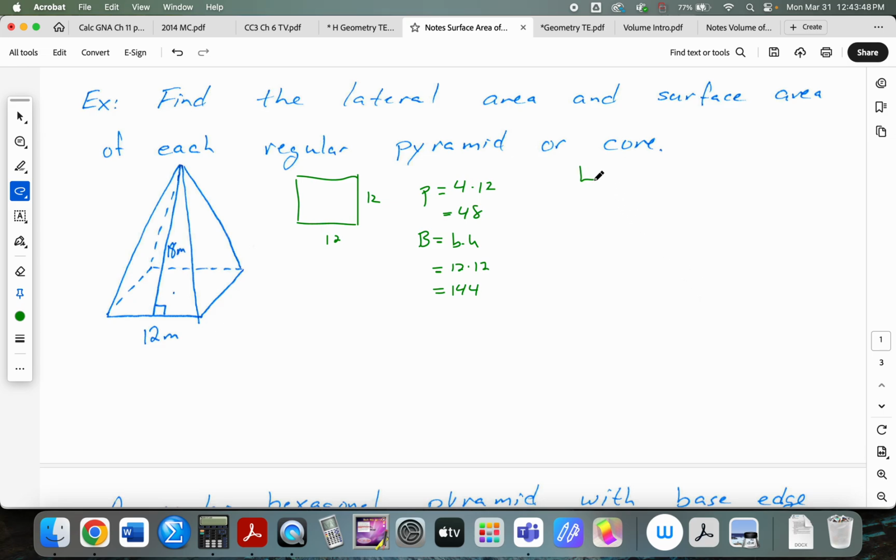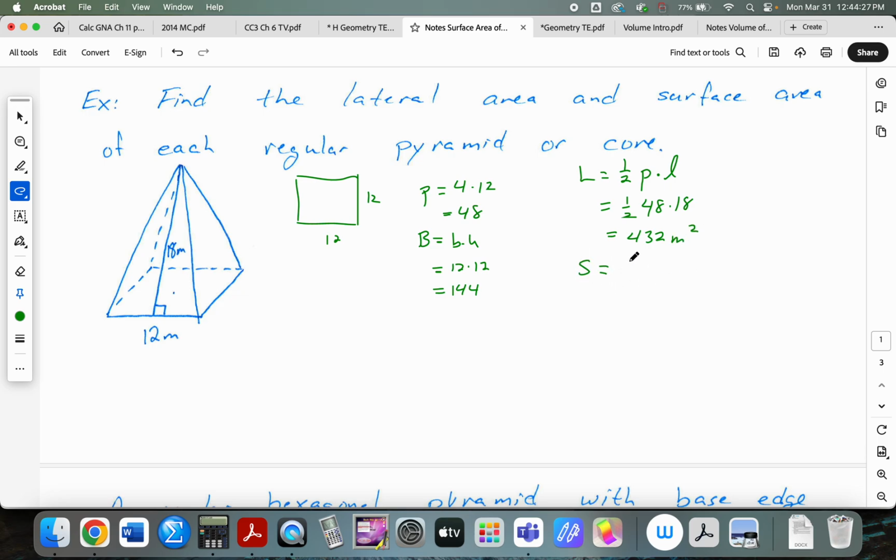Then the lateral area is 1/2 because they're triangles, times the perimeter of the base, because we still want to go all the way around, times, when we go up, we're not going straight up, we're going up at an angle, the slant height. So that's 1/2 of 48 times the slant height, which on here is 18. 360, is it 432? Thank you. And the units were meters, so this is square meters.